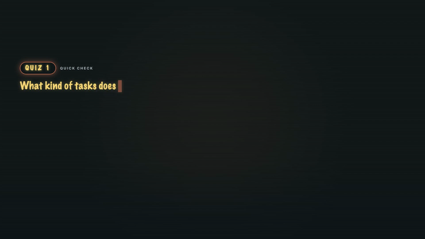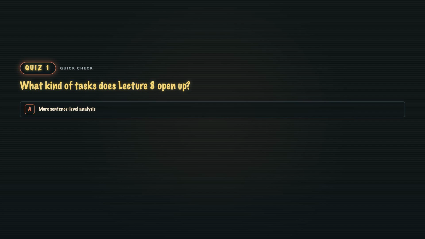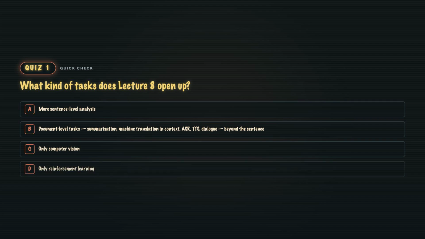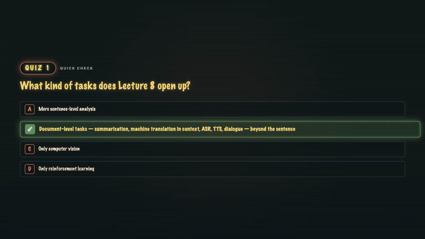Quiz 3. What kind of tasks does Lecture 8 open up? A, more sentence-level analysis. B, document-level tasks: summarization, machine translation in context, ASR, TTS, dialogue, beyond the sentence. C, only computer vision. Or D, only reinforcement learning. B. Lecture 8 leaves the sentence behind. Ten videos on tasks where the interesting structure spans paragraphs or entire dialogues. Summarization, discourse, translation in context, speech in and out, information retrieval, question answering, and RAG.